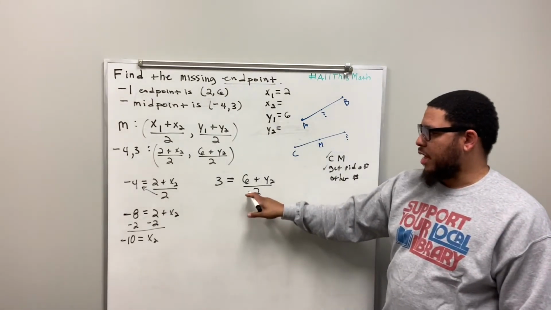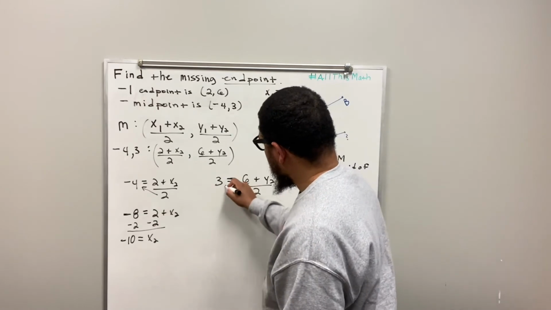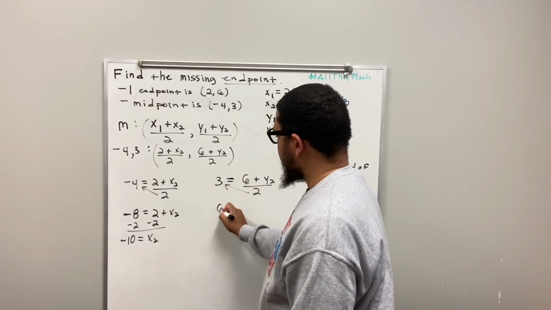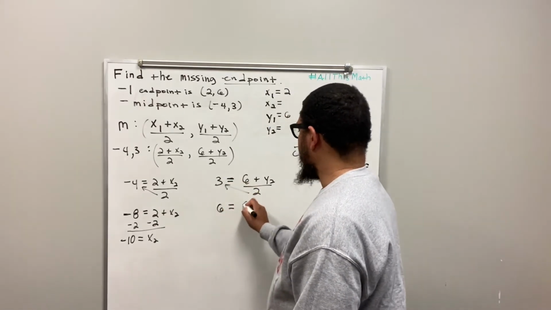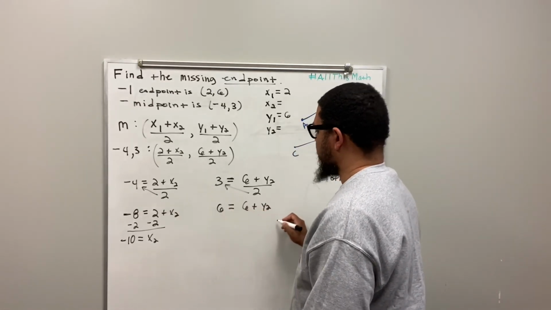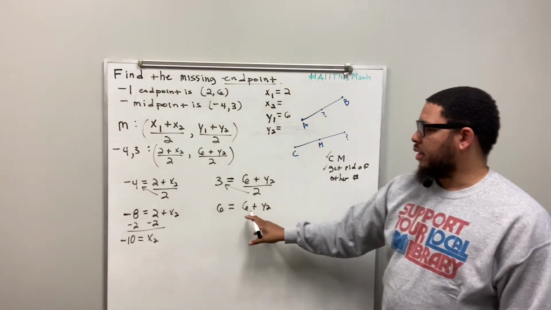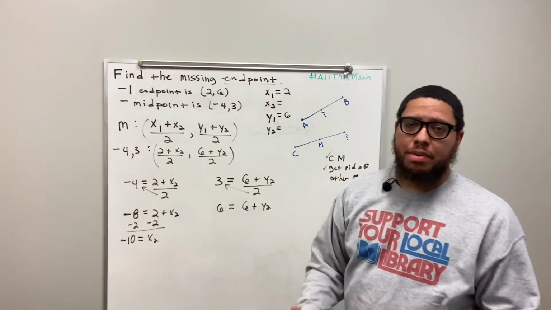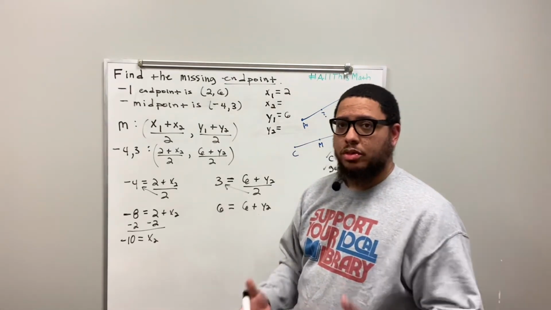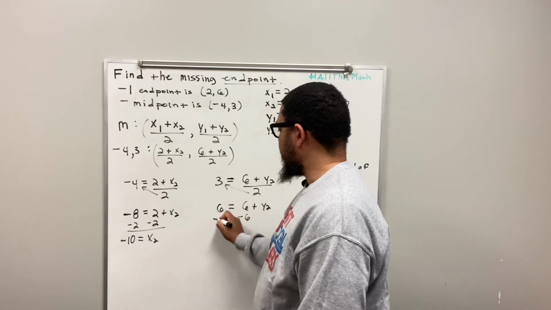So I cross multiply, 2 times 3. I go diagonal. 2 times 3 is 6. And then we have 6 plus y2. 6 equals 6 plus y2. And then I want to solve for y2, so I've got to get rid of the other number. The other number is 6. The opposite of a +6 is a -6. So that means that I need to subtract 6. Subtract 6 right here. Subtract 6 right here.